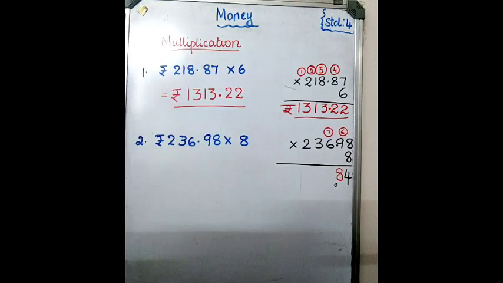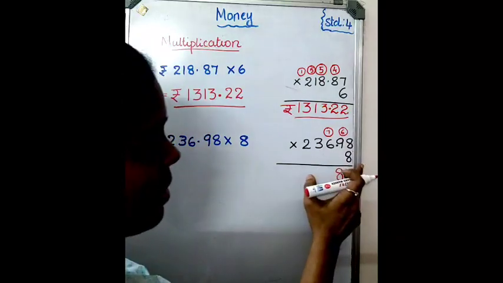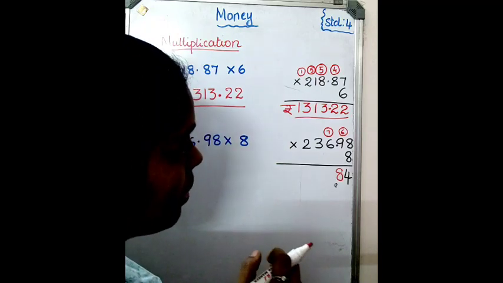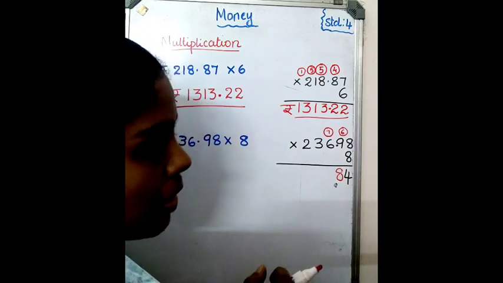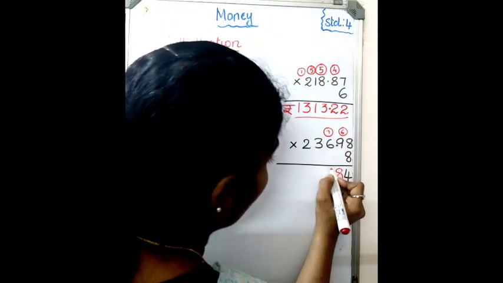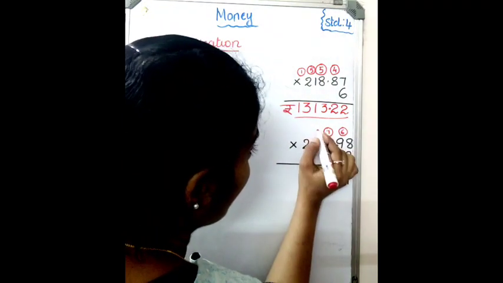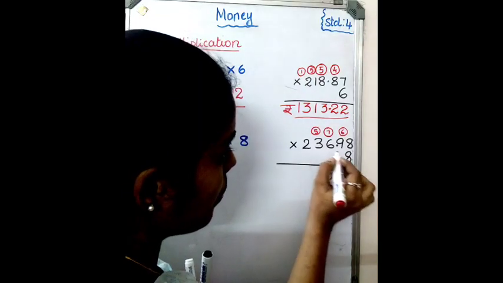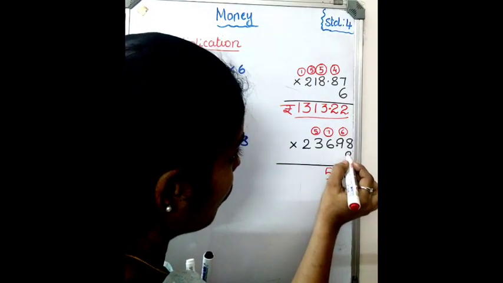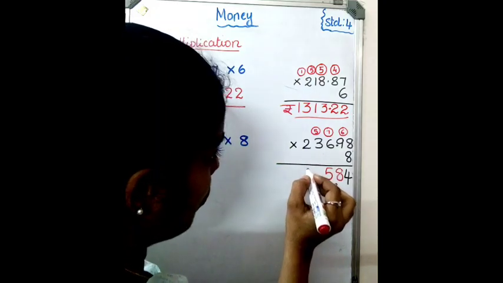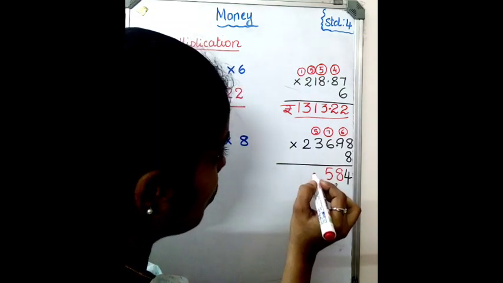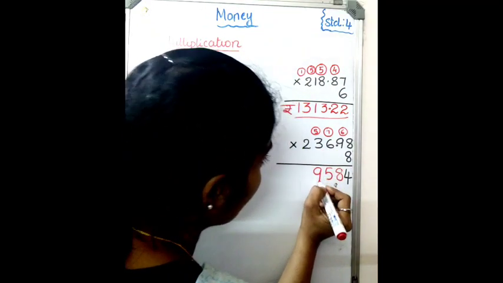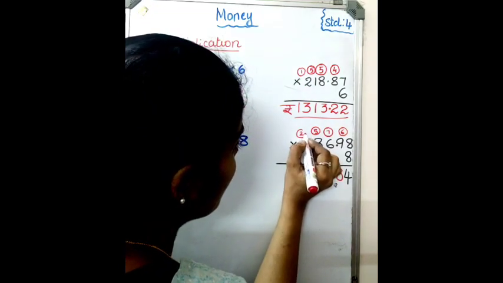6 8s are 48. 48 plus 7 is 55. For 55 we write 5 here. 5 goes here. Then 3 8s are 24. 24 plus 5 is 29. For 29 we write 9 here. 2 goes to this place.